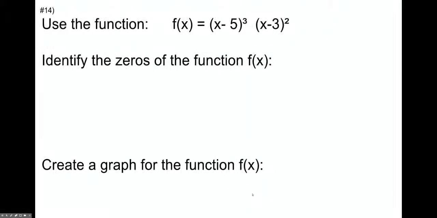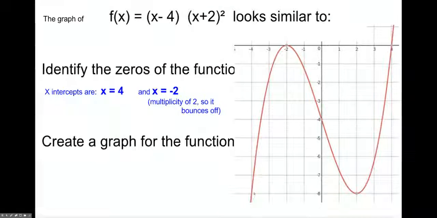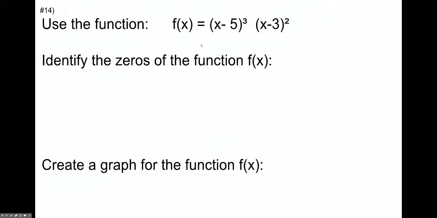So this is an S shape, and it looks like this. It starts low, bounces off, and then goes through on the 4. It's an S shape because you have 3 x's. You have 2 right here, and then 1 more. So that's 3 x's. All right, we're almost done. Number 14. Identify the zeros of this function.